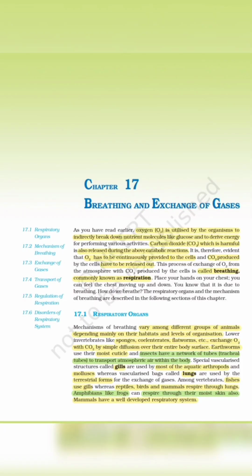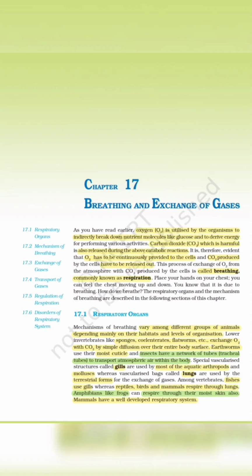As you have read earlier, oxygen is utilized by the organisms to indirectly break down simple molecules like glucose, amino acids, fatty acids to derive energy to perform various activities. Carbon dioxide, which is harmful, is also released during the above catabolic reactions. It is, therefore, evident that O2 has to be continuously provided to the cells and CO2 produced by the cells has to be released out.